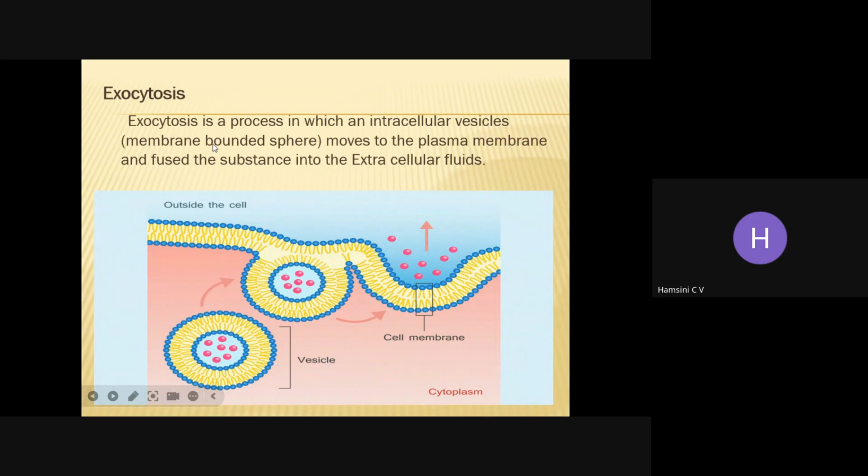See, this is a vesicle with certain particles. This fuses with the membrane of the cell and slowly it pushes the substance outside. See, this is fusing here. It is adjusting itself to it and it is pushing the substance outside. So this type of throwing the substance out, we call exocytosis.